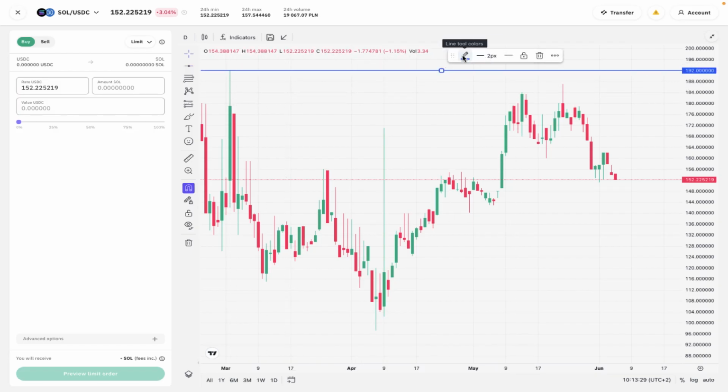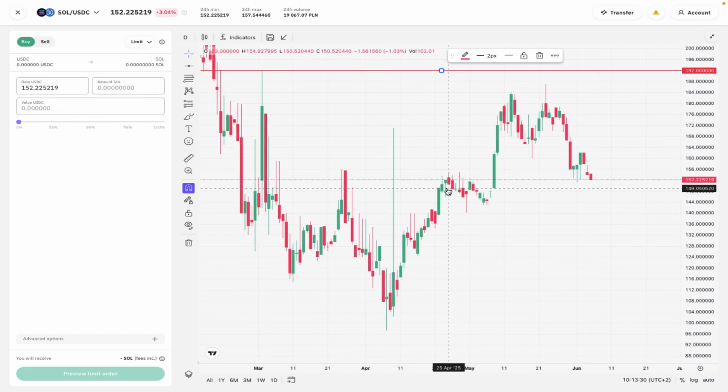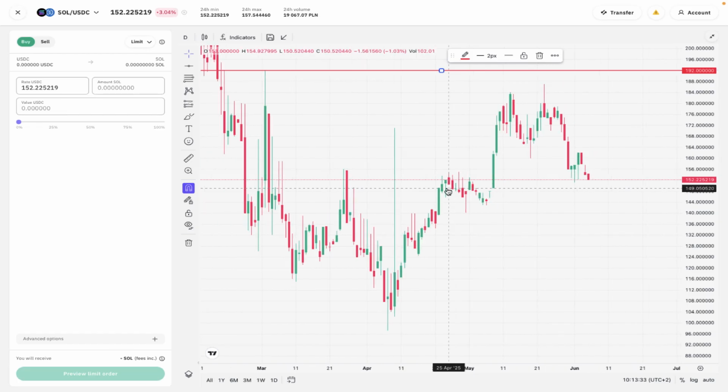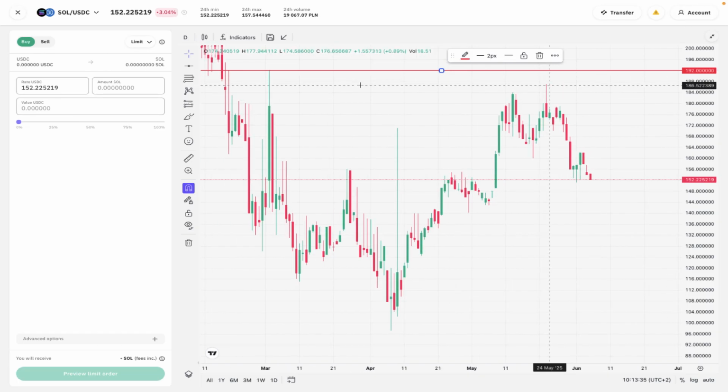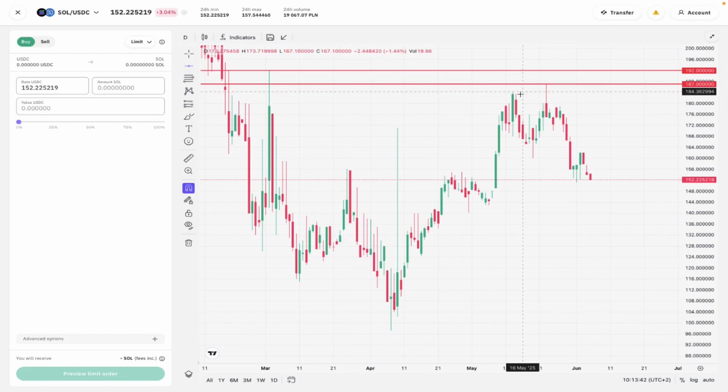So let me just create some sort of, let's say, supply zone. So this is the first line we want, 192. Then the second is 187, and the third one is obviously 184. So we have a quite wide supply zone here on this chart.